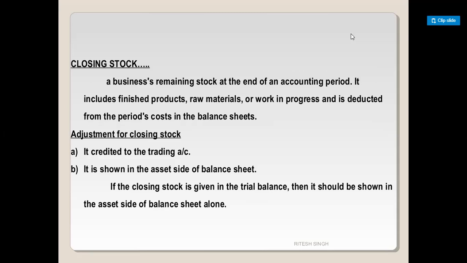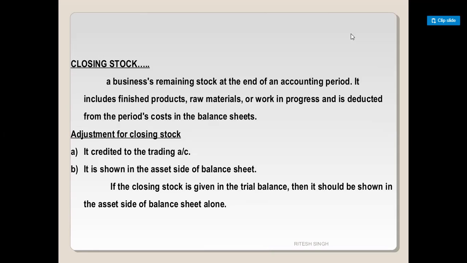First, we'll be seeing closing stock. Closing stock is the stock that is at the end of the accounting period. It is also called unsold goods, but it is not always finished products. It may be stock of raw materials, stock of work in progress, and it should also be deducted from the accounting period's cost in the balance sheet.